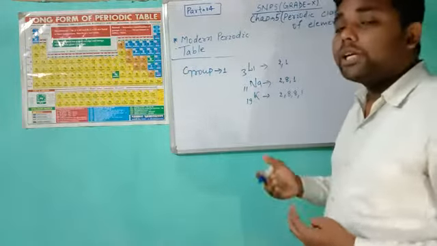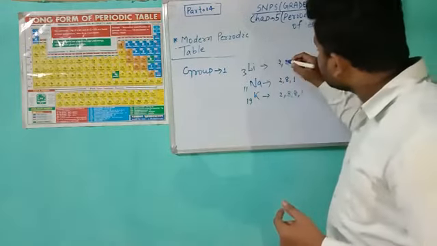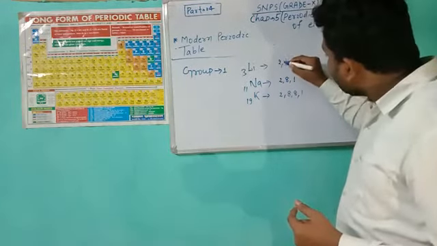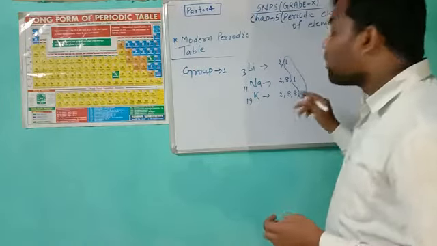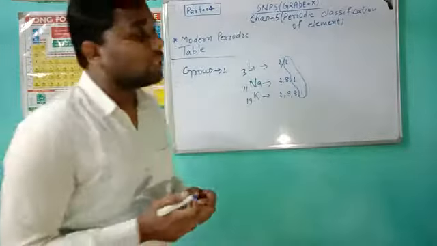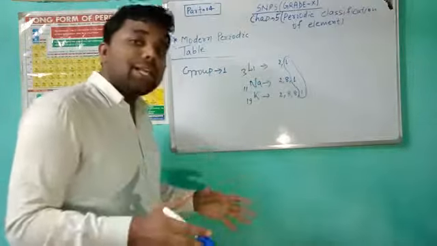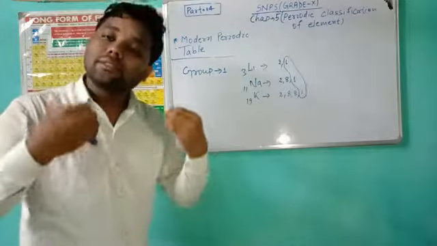So what about the groups? Here you can clearly see that lithium, sodium and potassium have the same valence electron, 1. That means the chemical properties of these elements are the same.